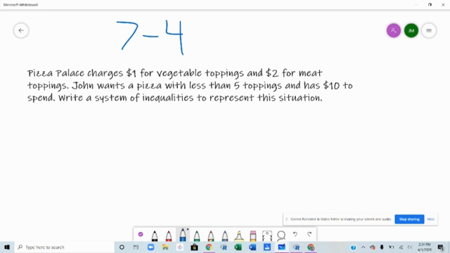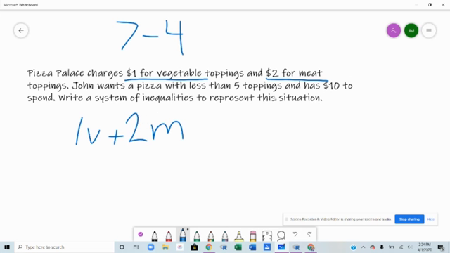So we have that Pizza Palace charges $1 for vegetable toppings and $2 for meat toppings. John wants a pizza with less than 5 toppings and has $10 to spend. Write a system of inequalities to represent this situation. So I've got $1 for vegetable toppings and $2 for meat toppings. So that's $1 for vegetables and $2 for meats. Now, when you continue reading, it says John wants a pizza with less than 5 toppings and has $10 to spend. This is $1 and this is $2.